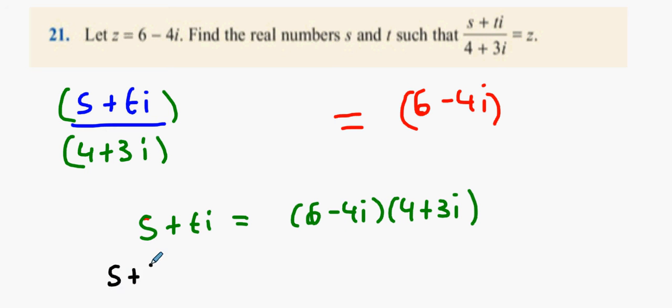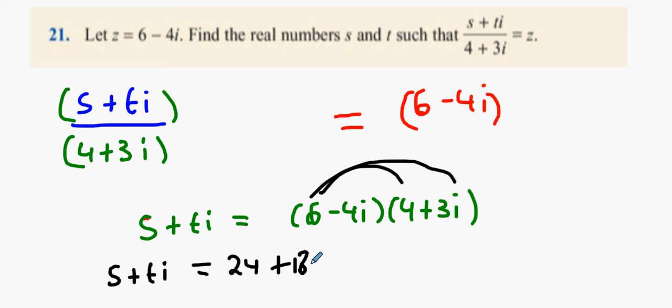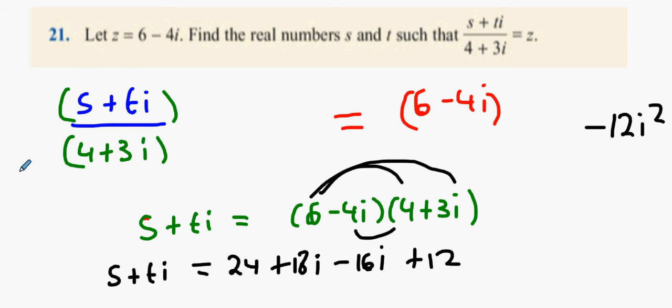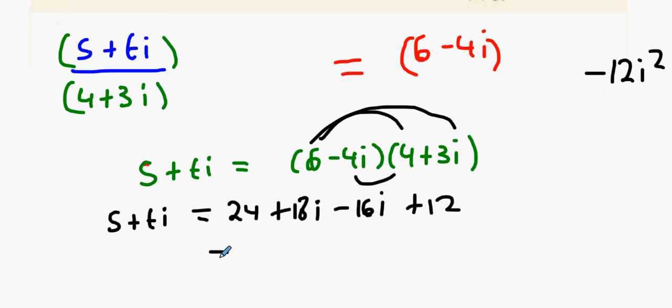Let's find out. 6 times 4? 24. 6 times 3? 18i. I think you're right, Sam. Minus 16i. Yeah. Minus 4i by 3i? Plus 12. And then your answer should be 36 plus 2i. So this means that s must be the 36. And t must be the 2.